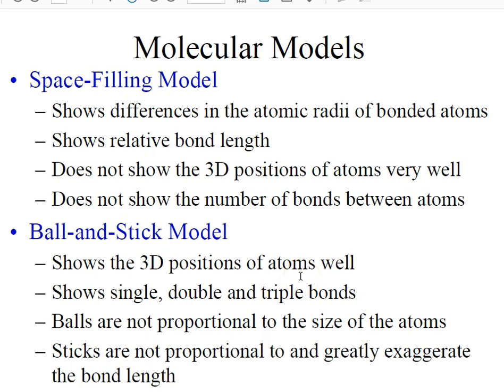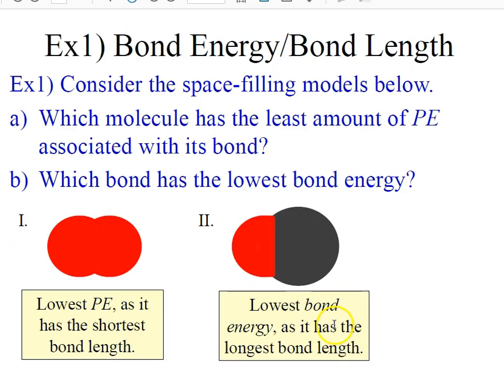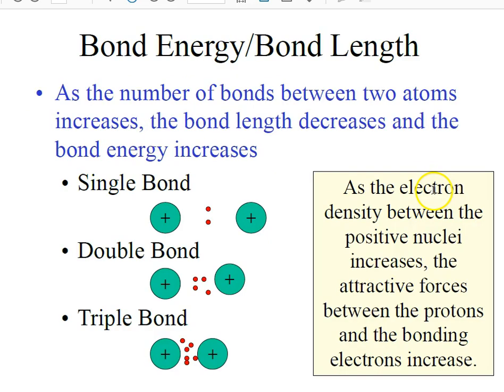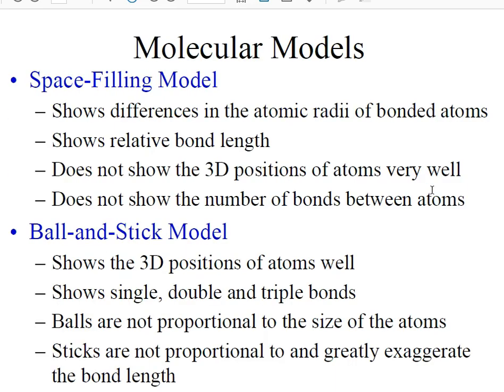All right, just some vocabulary in terms of types of modeling. There's a modeling you can do called space filling modeling, and that's what we saw back here on this slide. So what are some of the advantages of this model? In a space filling model, you can see the difference in the radius of the atoms, and you can get an idea of the bond length. It doesn't really show you the 3D positioning of the atoms, and also we can't see the number of bonds in that space filling model. It just shows the atoms literally stuck together.